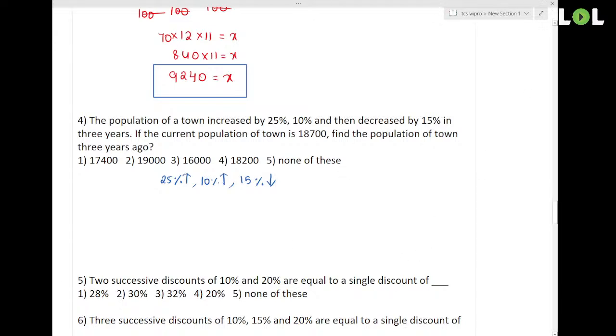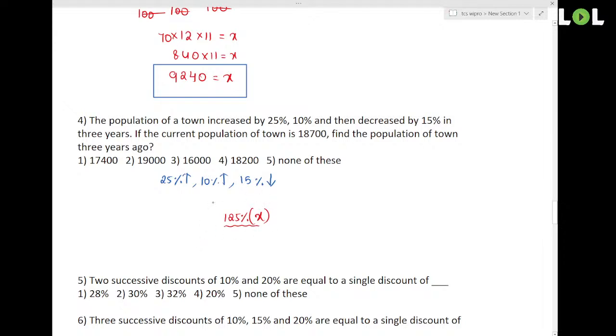What is happening? Look, he's asking the population of 3 years ago. Let us consider it as X. In 3 years, this X is increased by 25% and 10% and then decreased by 15%. Now the current population is 18,700, but he's asking us to calculate the old population. Let us consider it as X. Now this X, consider it as 100% of X. This is increased by 25%, means what can I write? 125% of X. This is the population after first year.